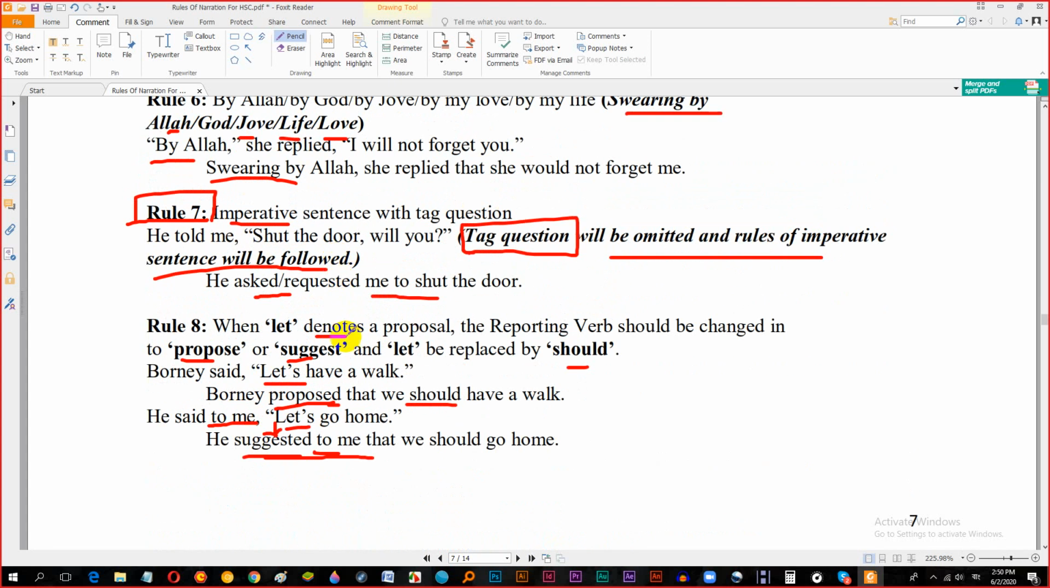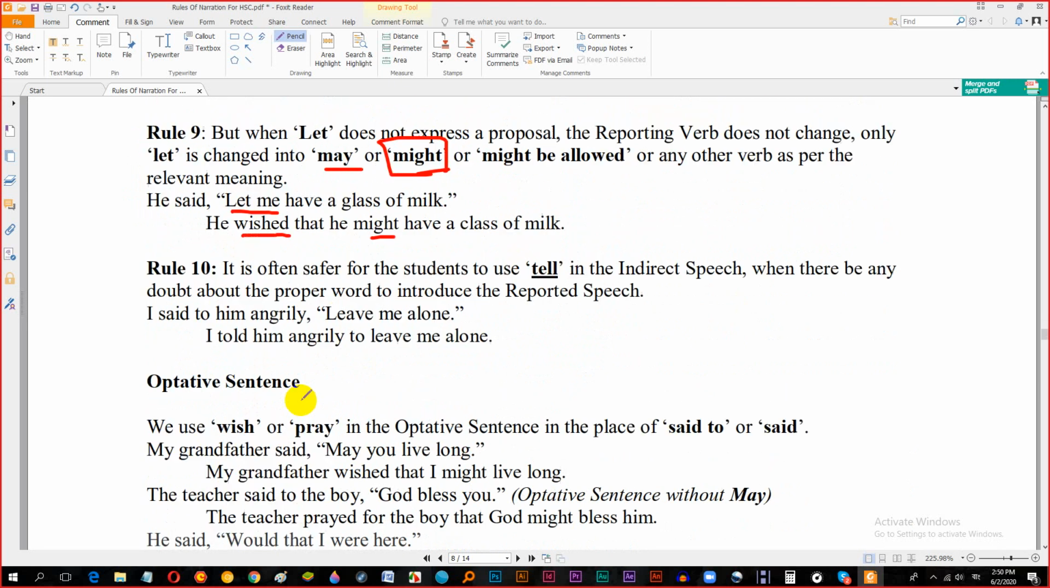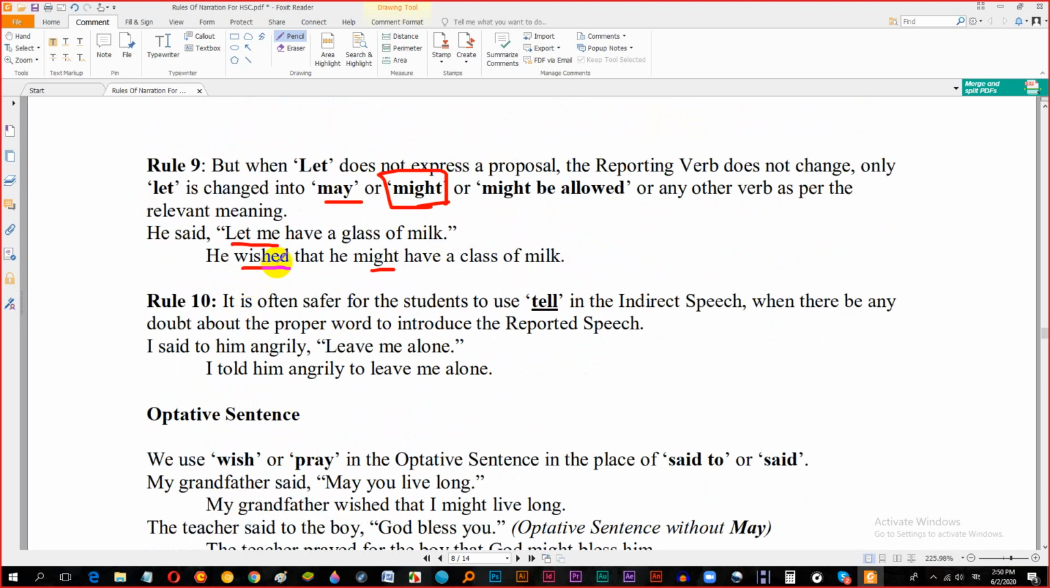So when we find let us, generally we will use propose or suggest. Generally we will use propose, that is better. And when we do not find let us, when we find other things like let me, then we will just use wished as the reporting verb, and we have to also use might. It's important because it comes to the exam often.